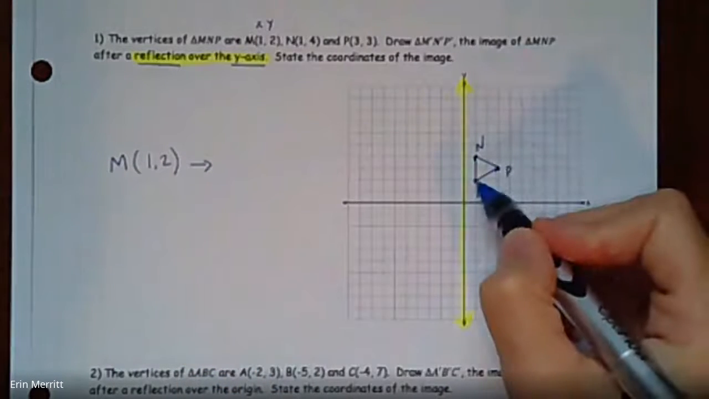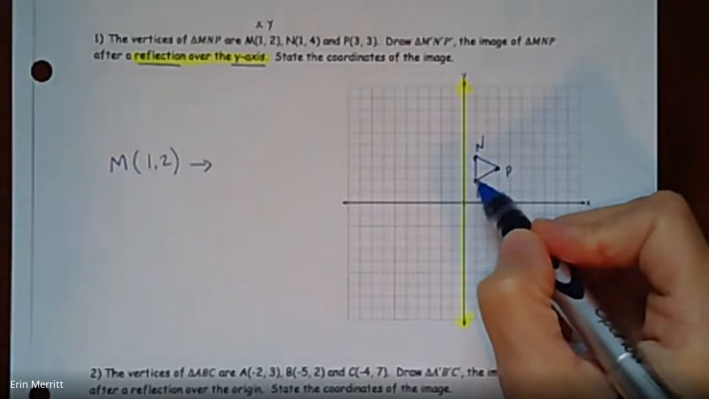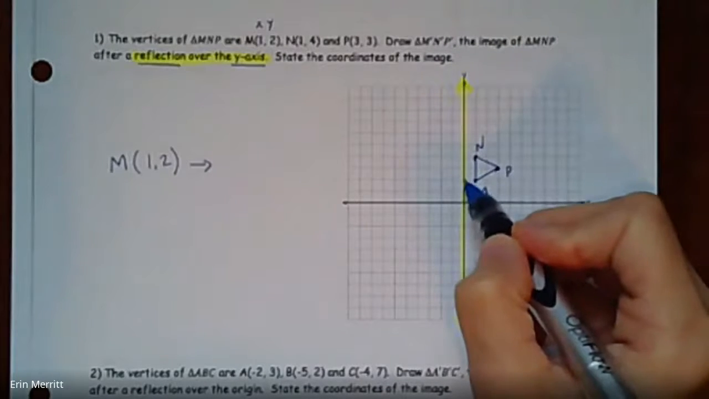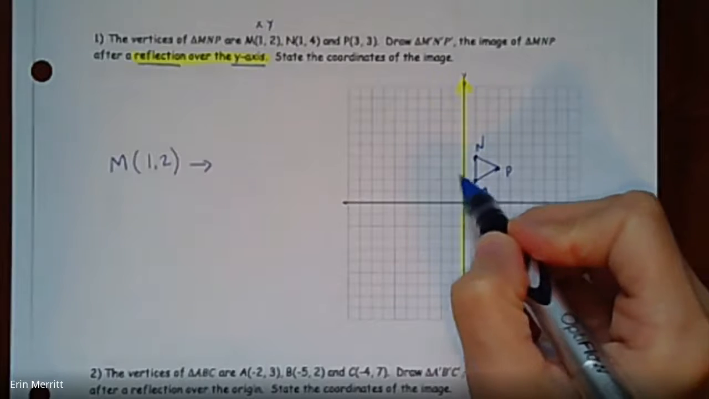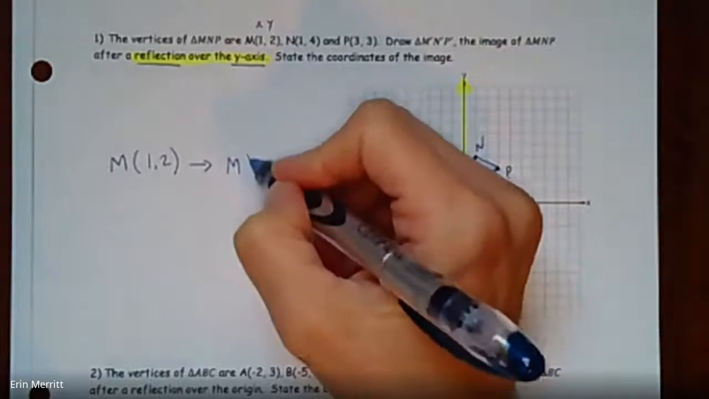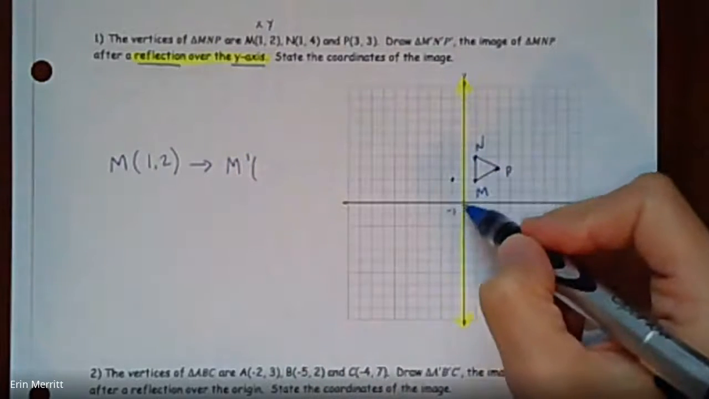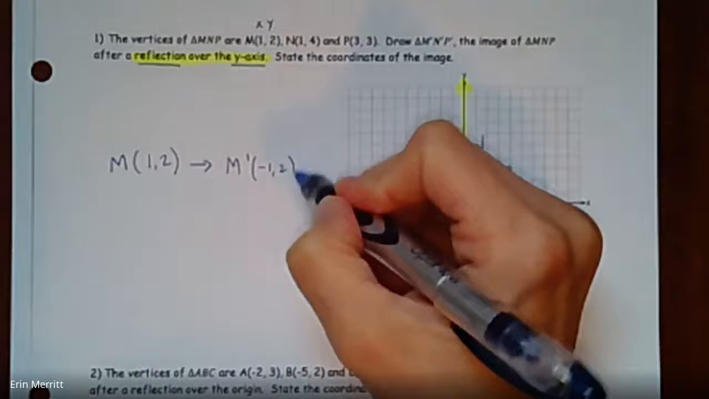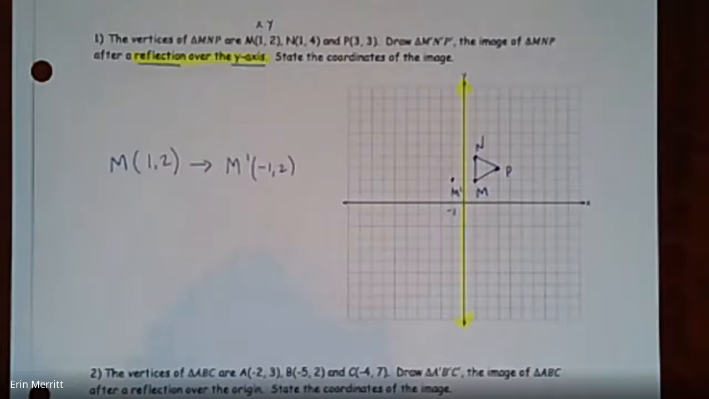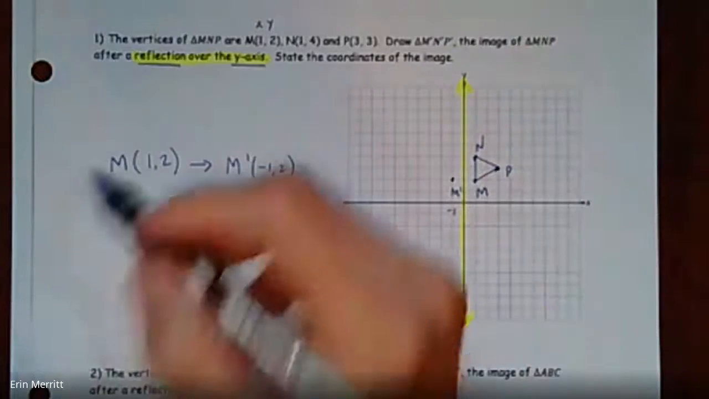And then if I look at it, since you're going perpendicularly across, since this is a vertical line, we're going to go horizontal. So I go horizontal 1 to the line, which means I'm going to go equal distance or 1 past the line. That should be my M prime. That point is (-1, 2). So plot it, label it, write it down. We're going to do the same thing with N.